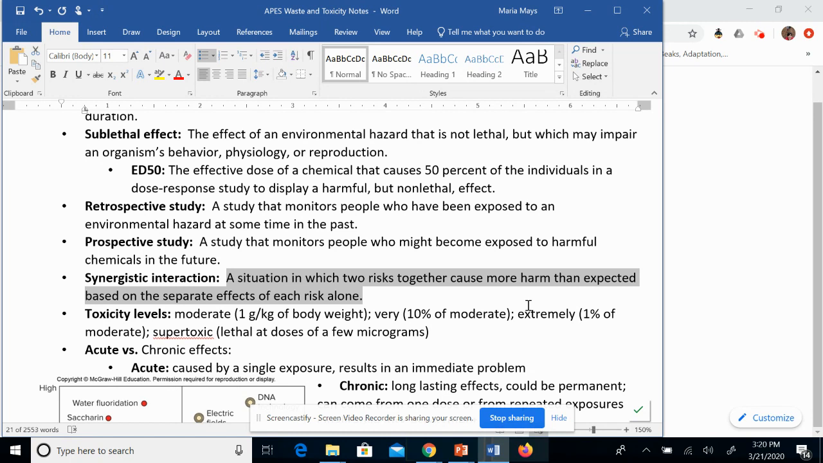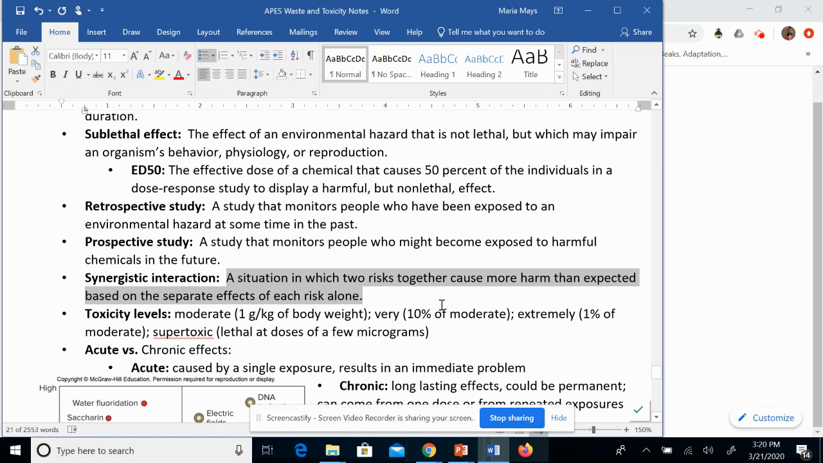So just to give an example, and I'm just going to use simple numbers so that we can understand: if our risk from smoking was 2 and our risk from drinking excessive amounts of alcohol is 2, you would expect that doing both, you would have a risk level of 4. But in a synergistic interaction, you would have a risk level of maybe 5 or 6. So you're getting more harm than you would have expected.